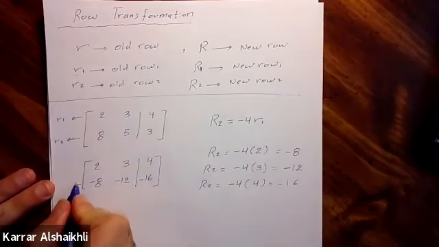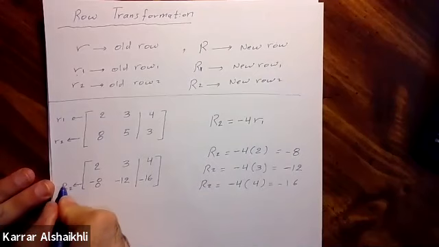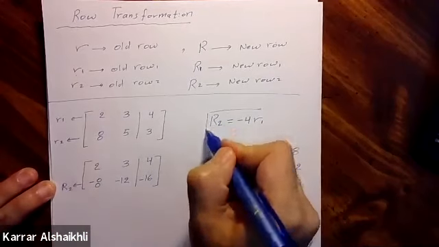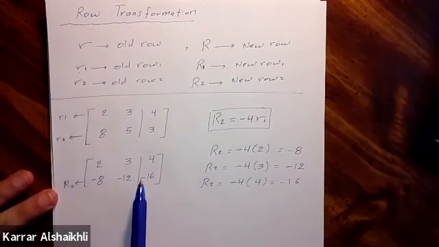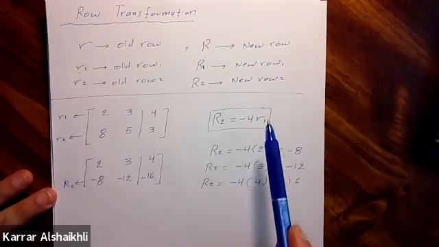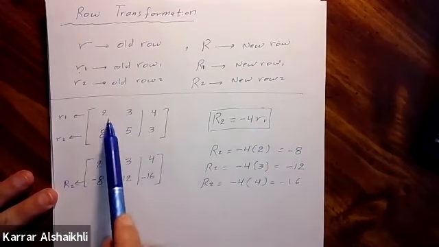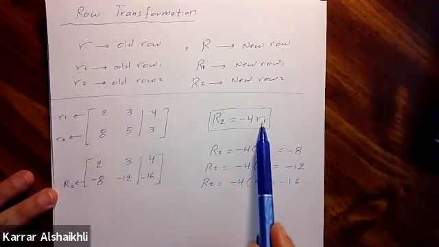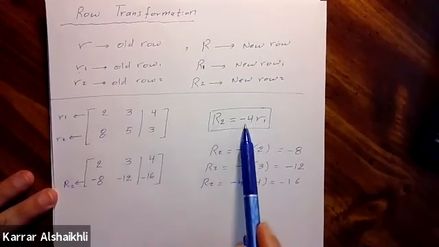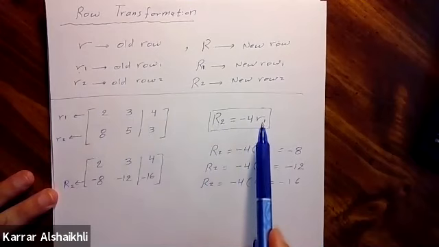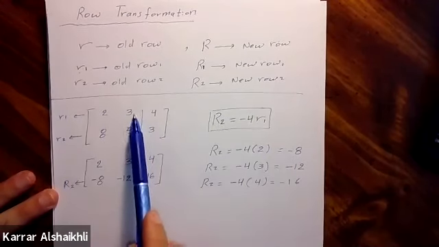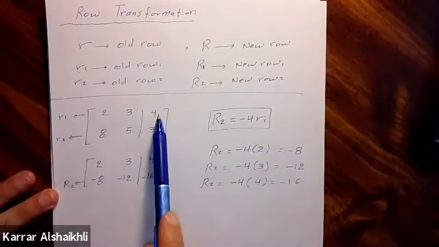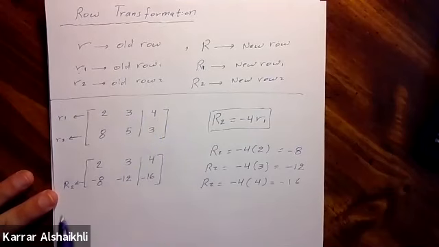You see, we got a new R2. How? By using this rule. I used this rule to get a new R2. How? By multiplying negative 4 by each number in row 1, because they're telling me to get a new R2 by multiplying negative 4 by the old R1. So I'm going to multiply negative 4 here to get negative 8, negative 4 here to get negative 12, and negative 4 by 4 to get negative 16. So here's the new matrix with the new R2.